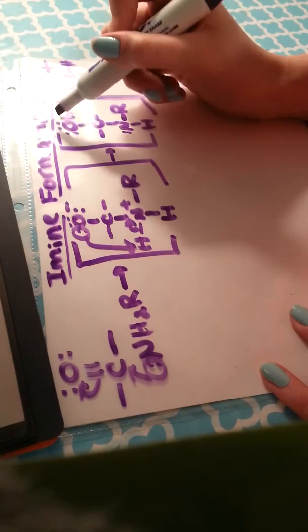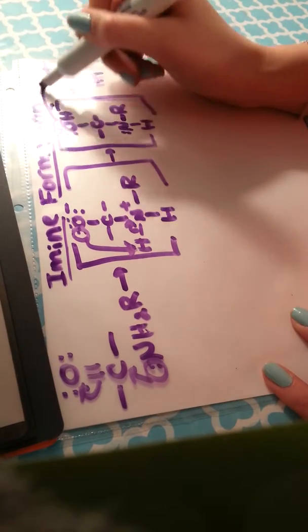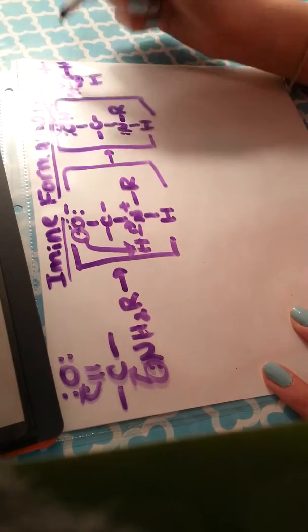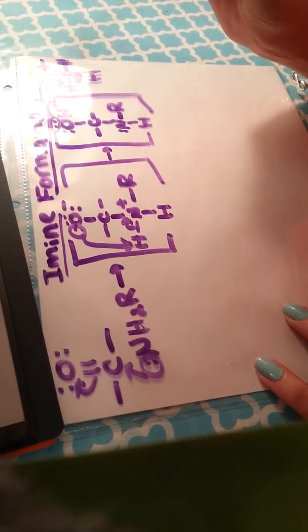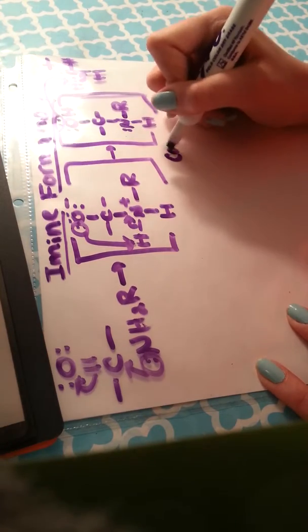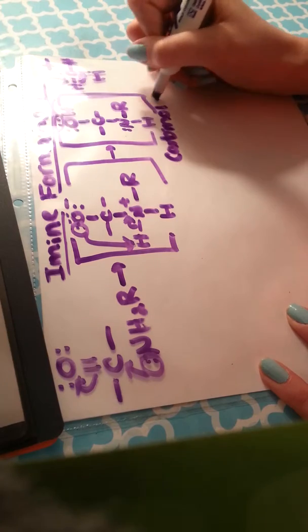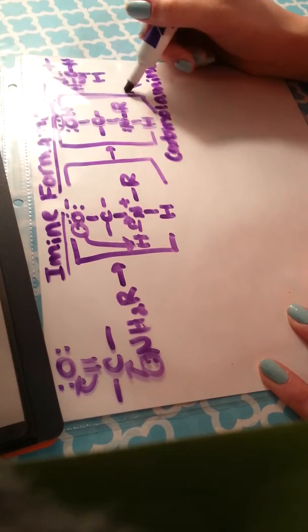What's actually going to happen is this lone pair from the oxygen is again going to steal a hydrogen. So it's going to grab that hydrogen. This bond's going to break. And we're going to have another hydrogen up there. And like I said before, this is carbinolamine. That's what the intermediate's called, that one.